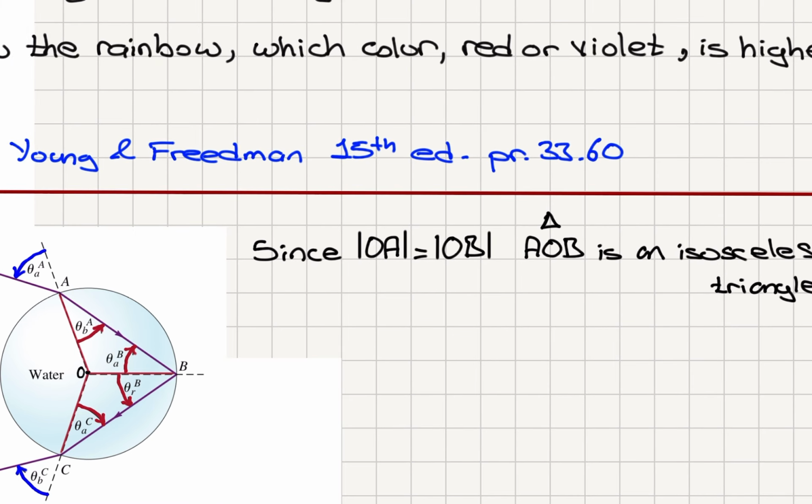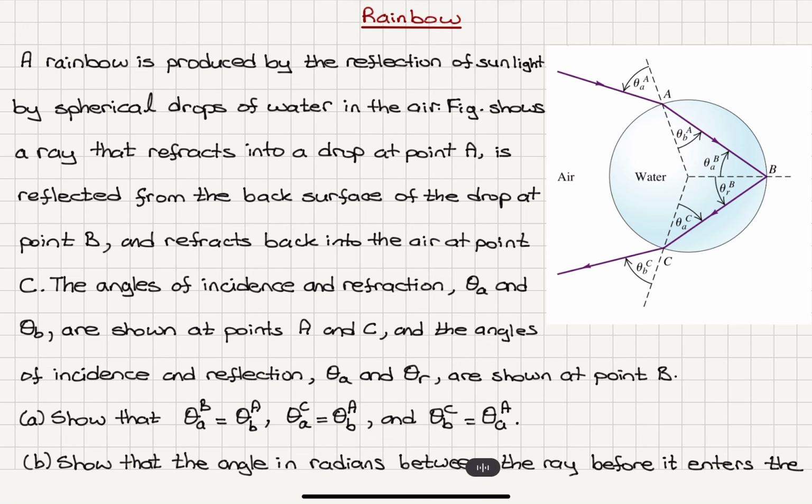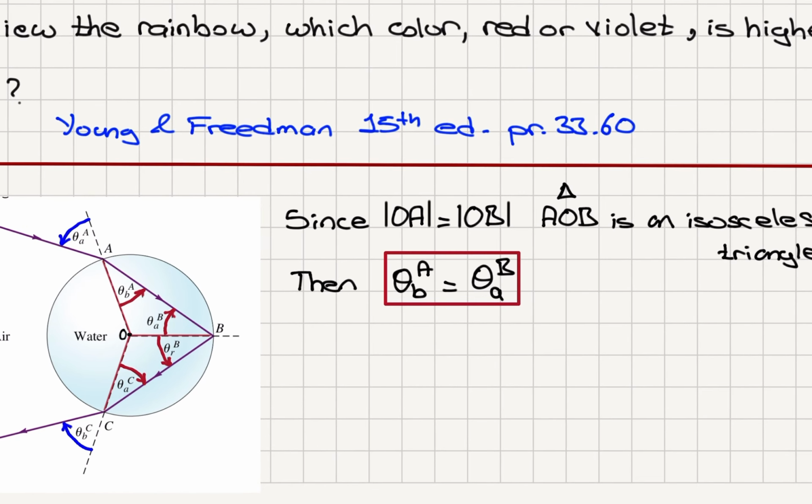So then we can conclude that the angle of refraction at point A is equal to the angle of incidence at point B. So that was the first thing we have to show. The angle of incidence at point B is equal to the angle of refraction at point A. Now, if I look at the reflection at point B, the law of reflection tells me that the angle of incidence and angle of reflection should be the same.